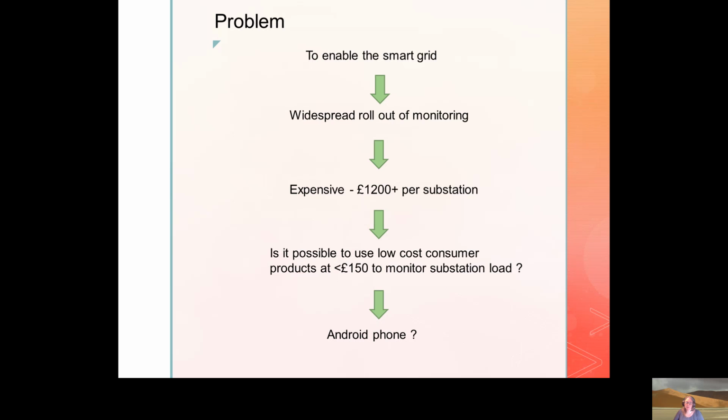Well, to enable the smart grid and all its associated functionality, it's necessary to have widespread rollout of monitoring across low voltage distribution networks. However, this can be expensive, and the estimate is about £1,200 per substation. This is because most traditional monitoring devices use Rogowski coils, which can only measure the current in a single phase cable. And therefore, to monitor what's happening on the LV distribution network, you need a Rogowski coil for each feeder output and for each phase of the current.